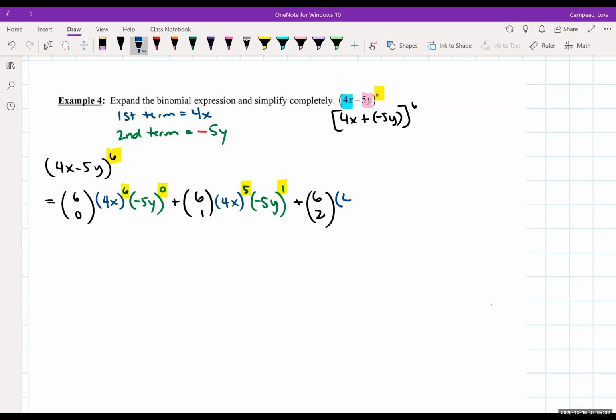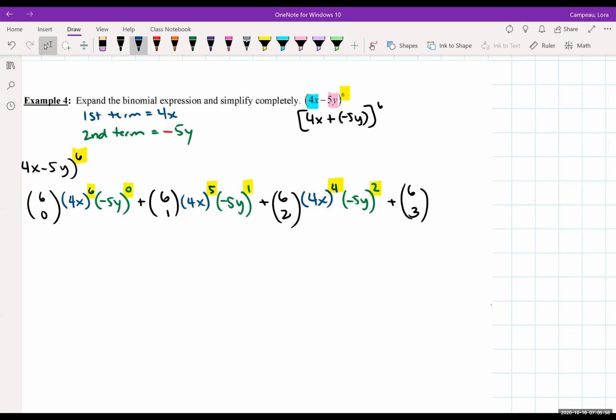Keep going. We should have 6 choose 2. We will take our 4x, raise it to the 4th power, and our negative 5y, raise it to the power of 2. And as a reminder, they add up to 6, the power that we started with. Keep going. It's more of a counting game. We have 6 choose 3. So we say, okay, that's 4x to the 3rd power and negative 5y also to the 3rd power, because we're counting upwards, and we have to make sure they're adding up to 6.